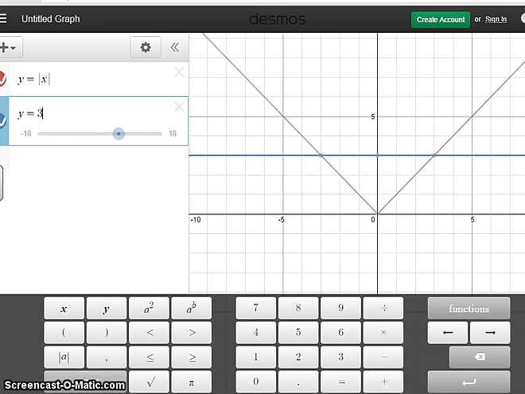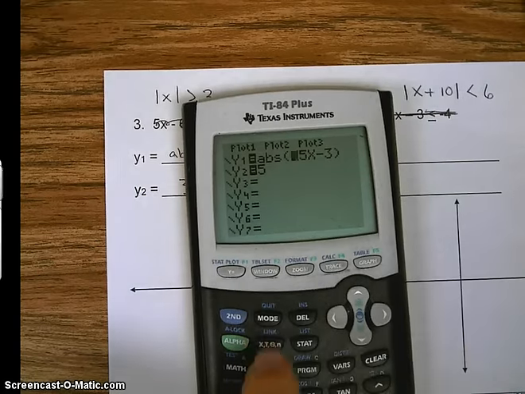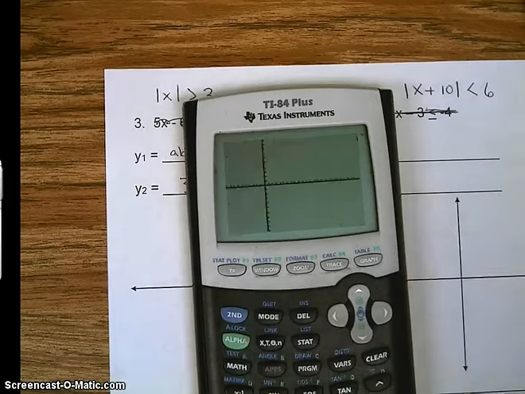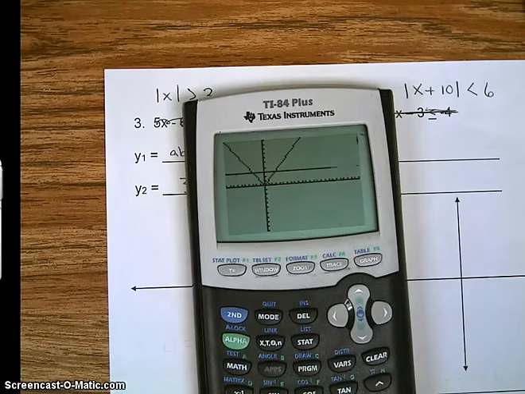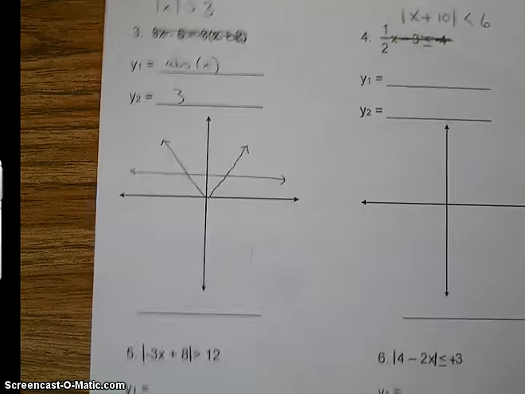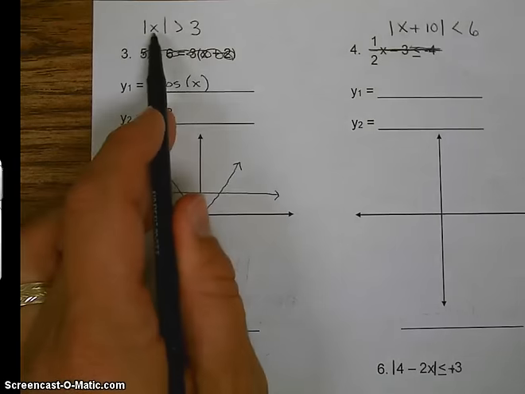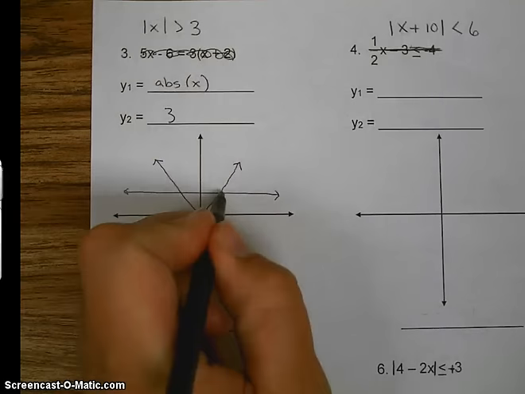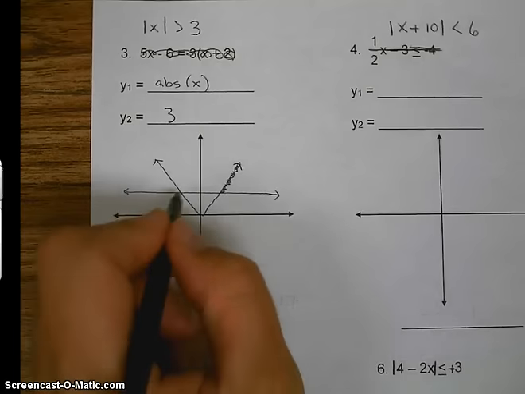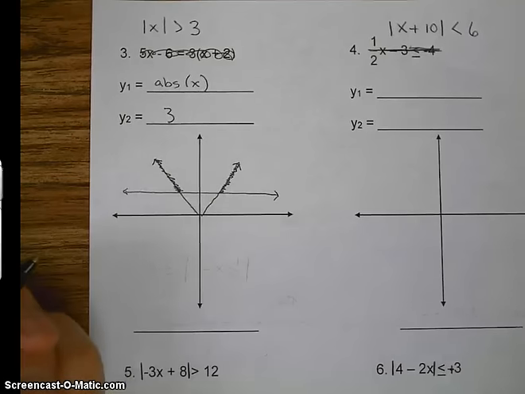Alright, so going back to our calculator, absolute value of x and 3. Okay, so visually speaking, we're looking for where the absolute value of x is greater than 3. Well, that's going to be above 3 on the right and above 3 on the left. So graphically speaking, that's what that would look like.